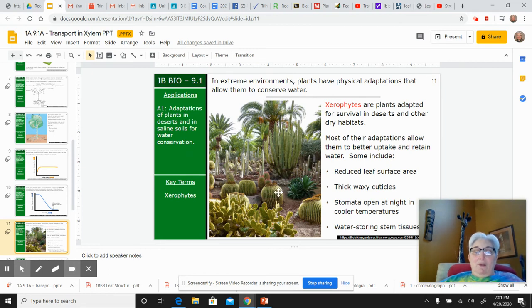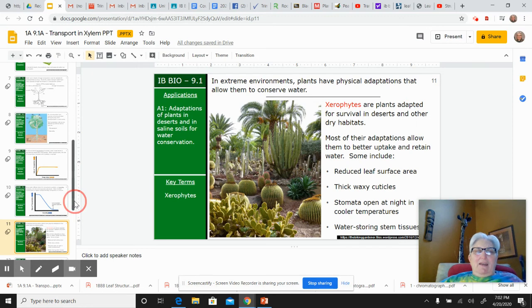Really thick, waxy cuticles. Most of the cuticles on a plant are going to be very thin, but in desert plants, they're going to be much thicker, right? Again, to hold that water in. The stomata tends to open at nighttime when the temperatures are cooler. Again, remember, hotter temperatures, more transpiration. So cooler temperatures, less transpiration. And that's what we want to see. And then the stems being thick and able to store a lot of water.